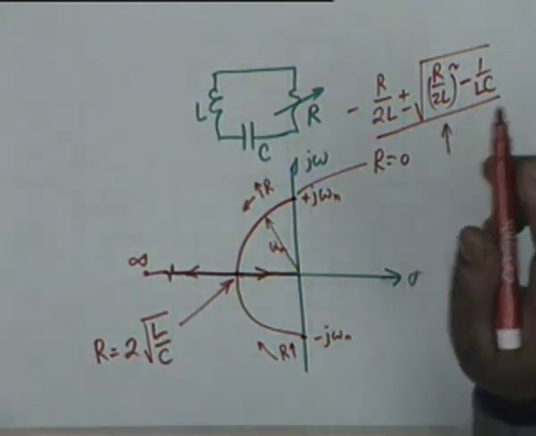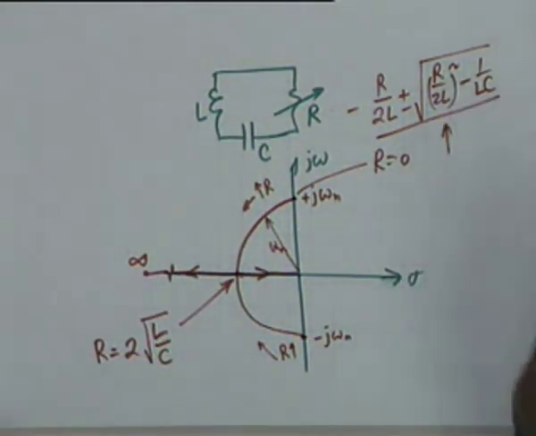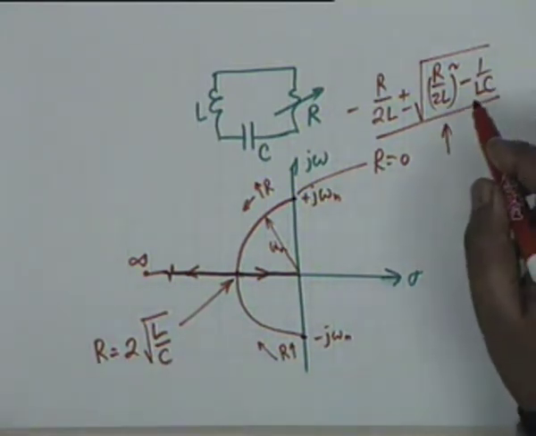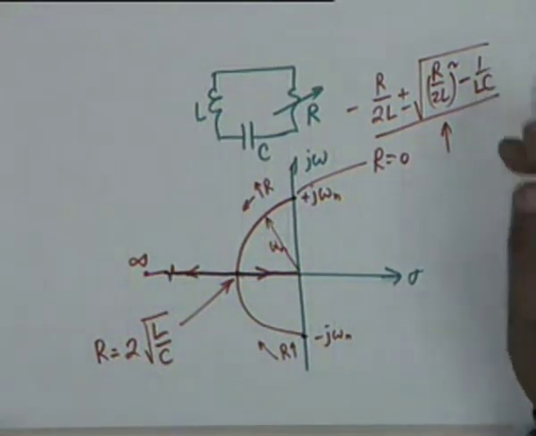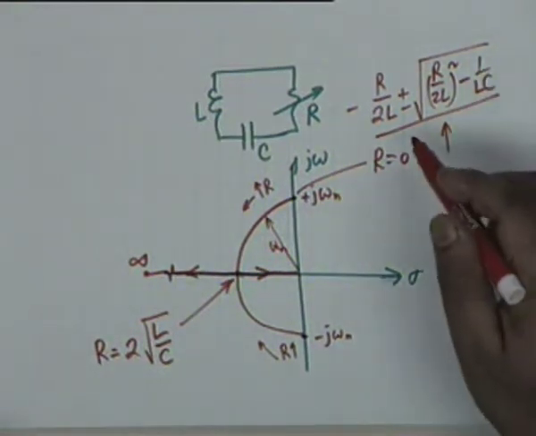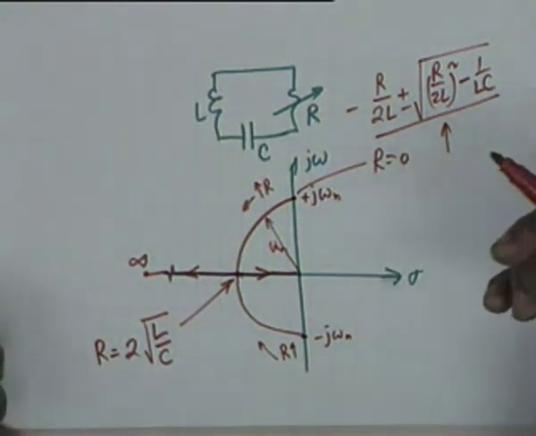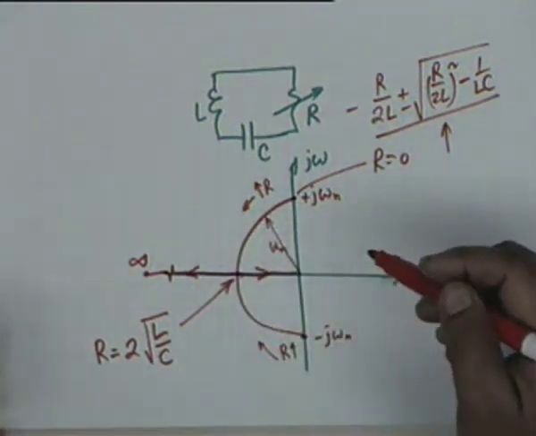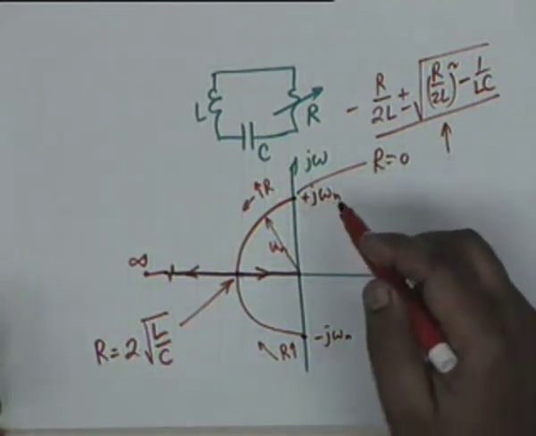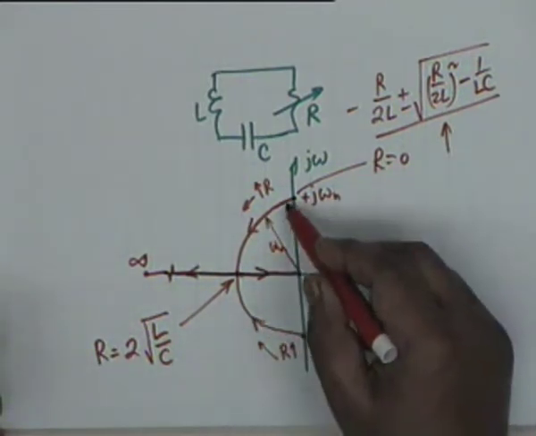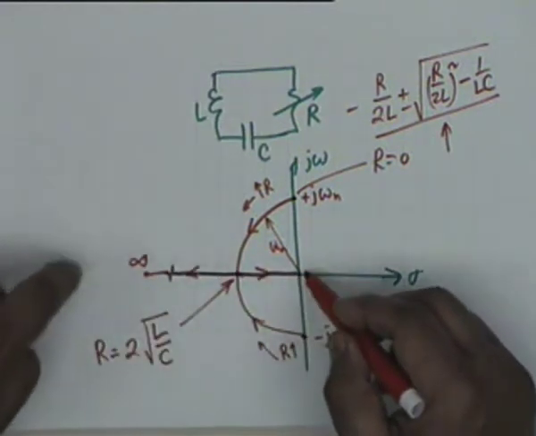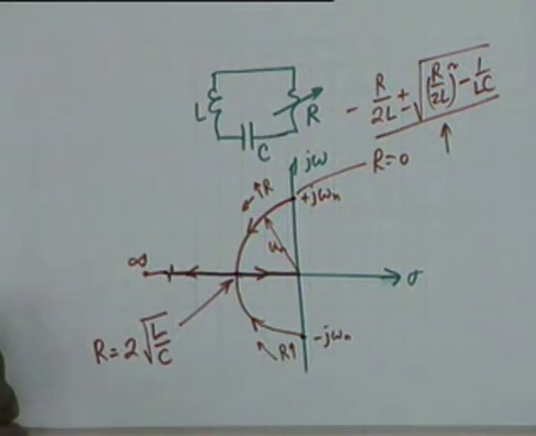Try to follow this very carefully. When capital R tends to infinity, 1 by LC naturally can be neglected, and therefore one of the roots should be minus R by L, and the other root would be minus R by 2L plus R by 2L, which goes to zero. So one of the roots goes to the origin, the other goes to infinity. Is that clear? Okay. So both from the analytical expression, from explanation, and from the figure, you can see that the locus of the two roots is given by this semicircle and then two straight lines, one going towards the origin, the other going towards infinity.